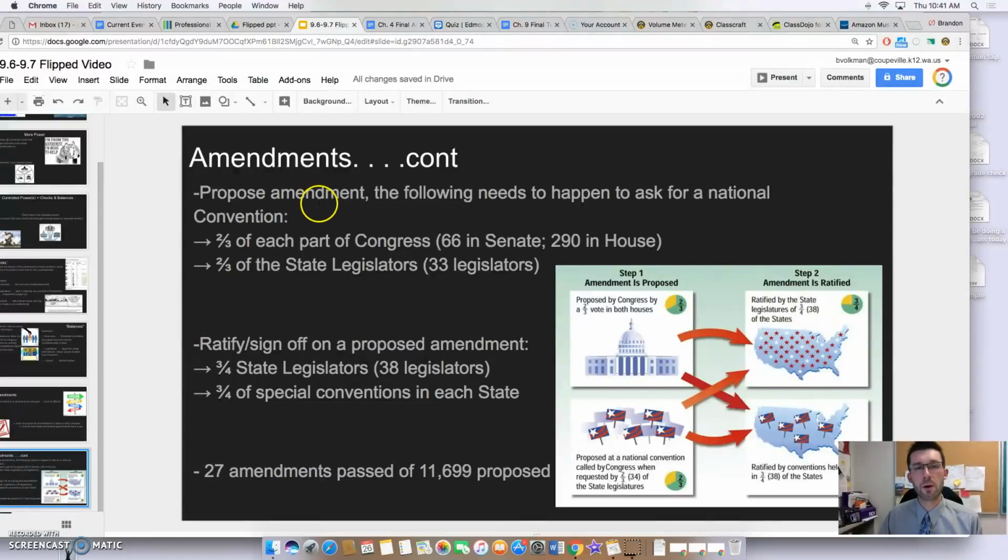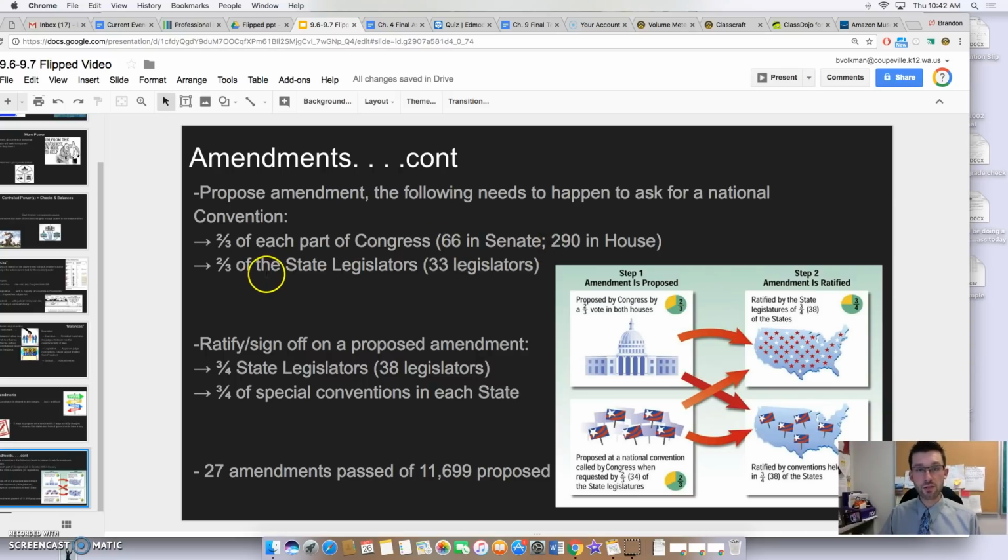Now, to propose an amendment, tongue twister, the following needs to happen to ask for a national convention. First off, what you could have happen is having 2/3 of each part of our Congress propose an amendment. Now that would be 66 people in the Senate and 290 people in the House. So those two numbers have to occur in Congress in order for an amendment to be proposed to the National Convention.